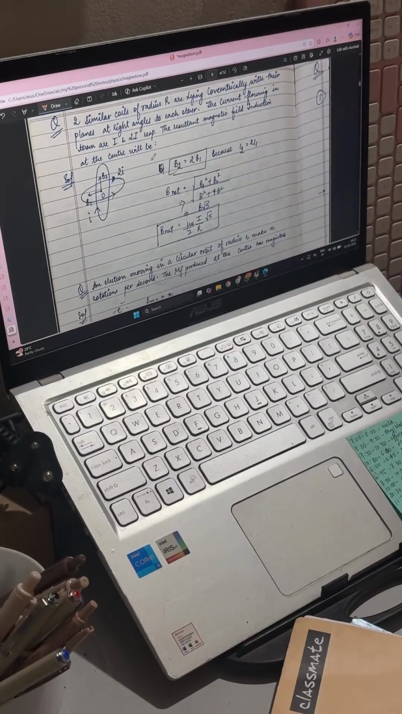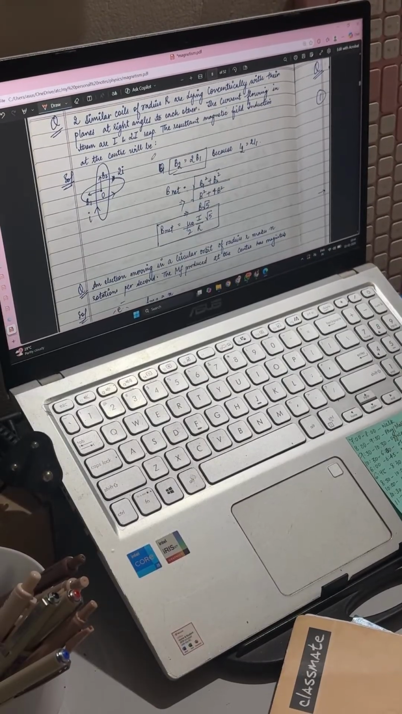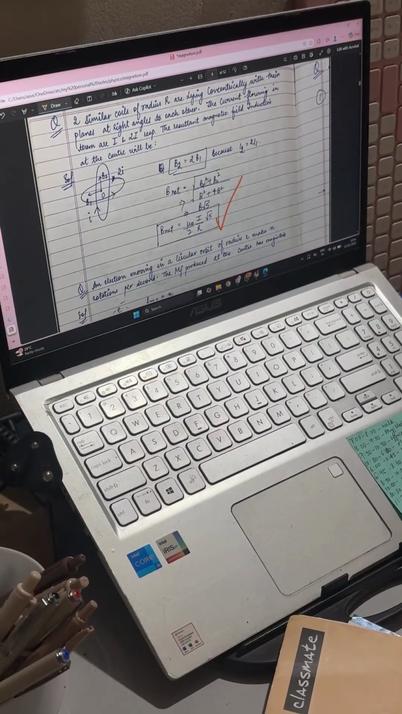2 similar coils of radius R are lying concentrically, with the planes at right angles to each other. The current is different now. One is carrying I and the other one is carrying 2I respectively. So the resultant magnetic field will be: here you will see B2 will become 2 times of B1. Now we want B net. B net will be the under root of B1 square plus B2 square. When you solve, this 2 becomes 4. So 1 plus 4 is root 5. So basically root 5.